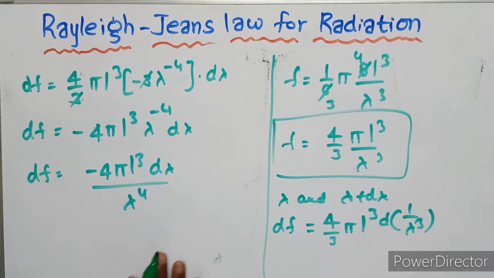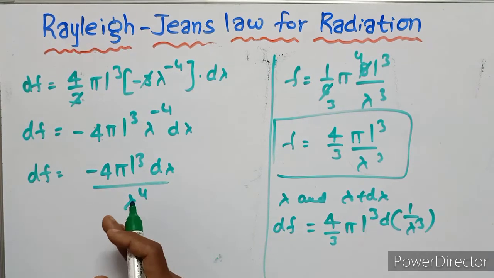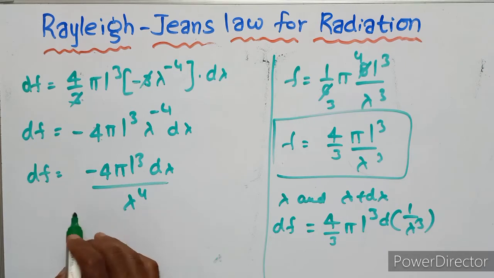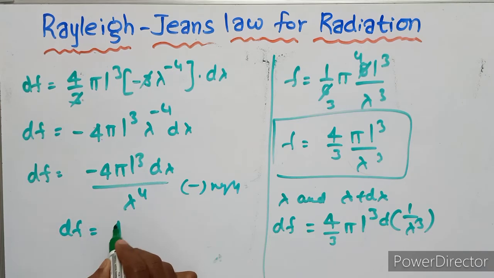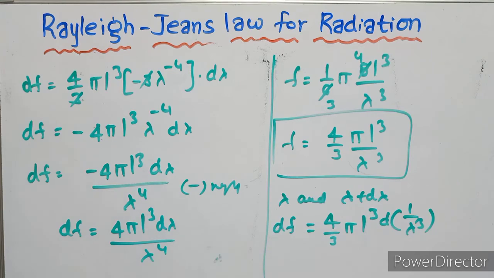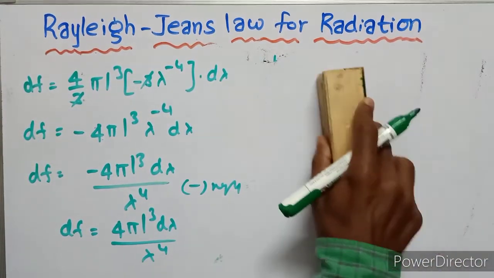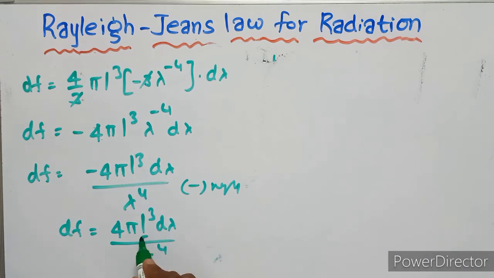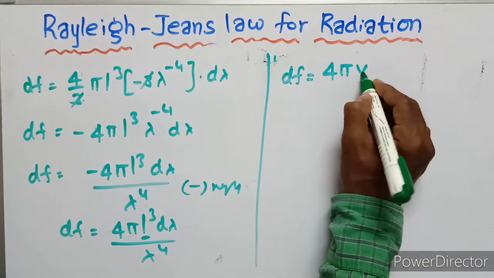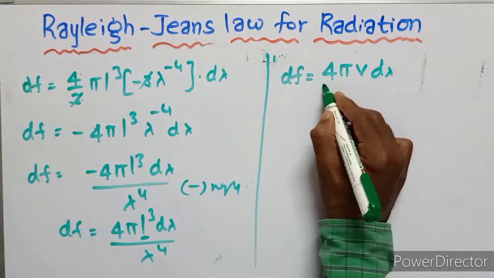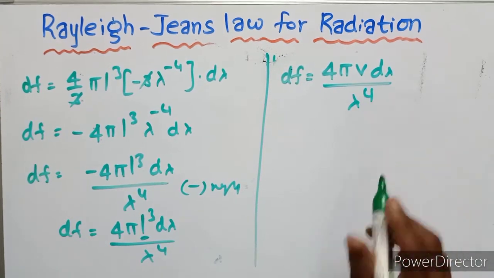Here the minus sign is neglected because it indicates the negative direction, the backward direction. So its negative is neglected. So dF equals 4 pi l cube d lambda upon lambda to the power of 4. Here l cube is the volume, so in this place we substitute V. Then dF equals 4 pi V d lambda upon lambda to the power of 4.